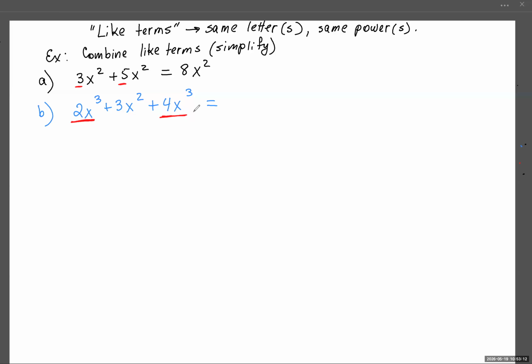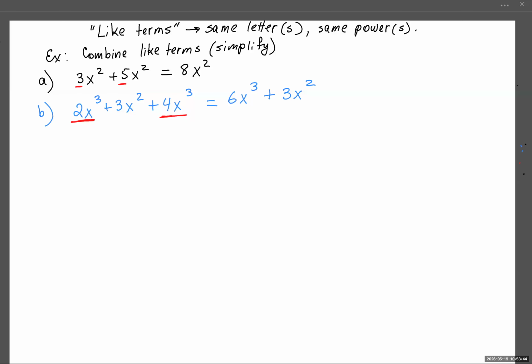Because x is cubed in both of those terms, we can combine them, we can add them together. But 3x squared, it is still an x, but it is not to the correct power. It is squared, not cubed, so we just have to leave it alone. It will not be combined with anything. So 2 plus 4 would be 6x cubed, and then plus 3x squared also gets rewritten.